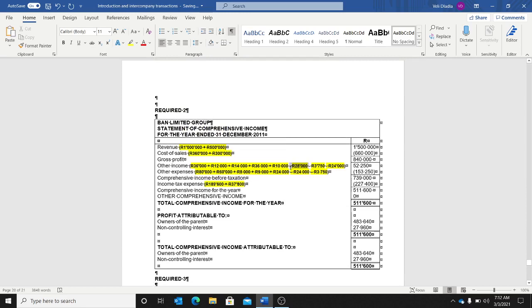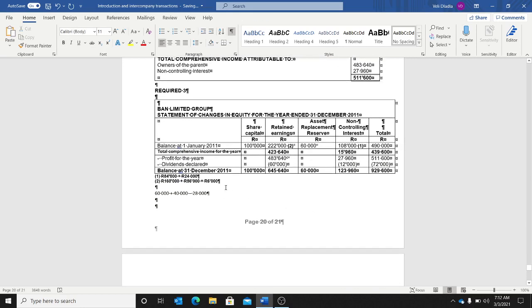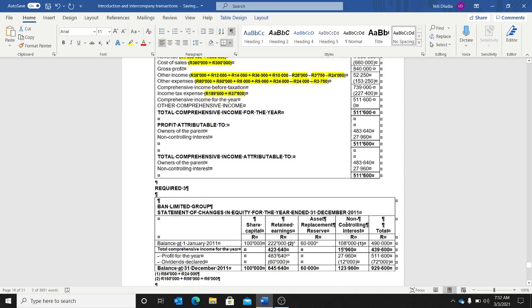Then I'm going to dividends declared. I'm minusing the 28. Then of this amount here, 40, 28 went to intercompany. The other 12 went to non-controlling, which is this one here. This 12 here. It went to a different type of shareholders, which is non-controlling. Obviously, it carries to that side.